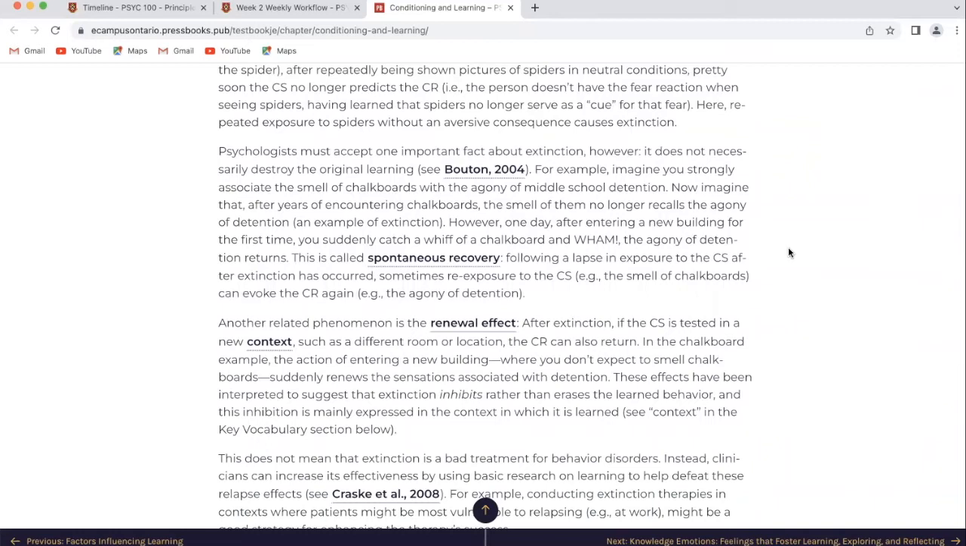This is called spontaneous recovery, following a lapse in exposure to the conditioned stimulus after extinction has occurred. Sometimes re-exposure to the conditioned stimulus, the smell of chalkboards, can evoke the conditioned response again, the agony of detention.